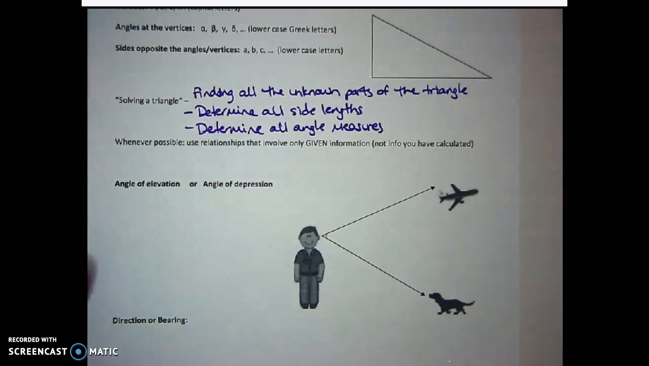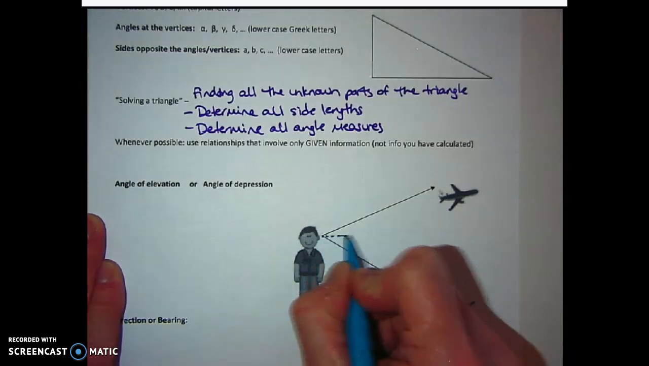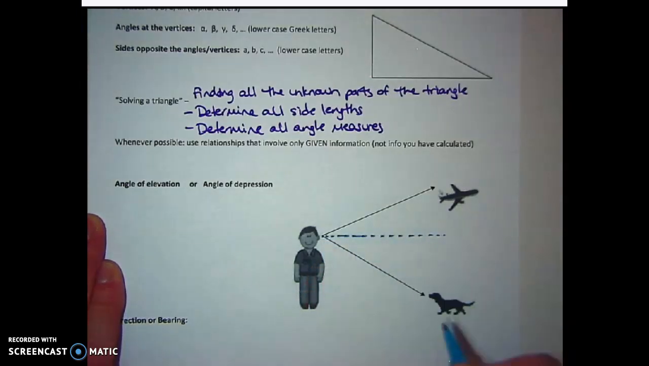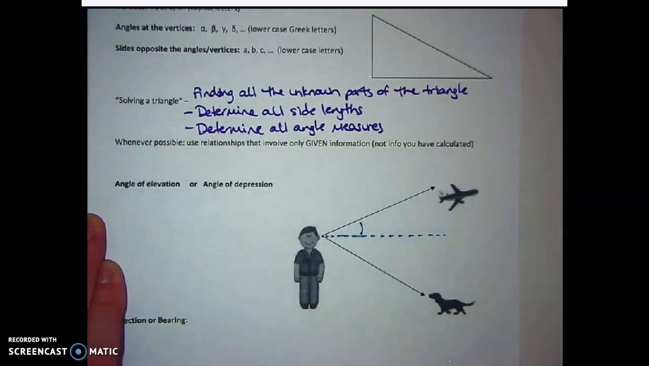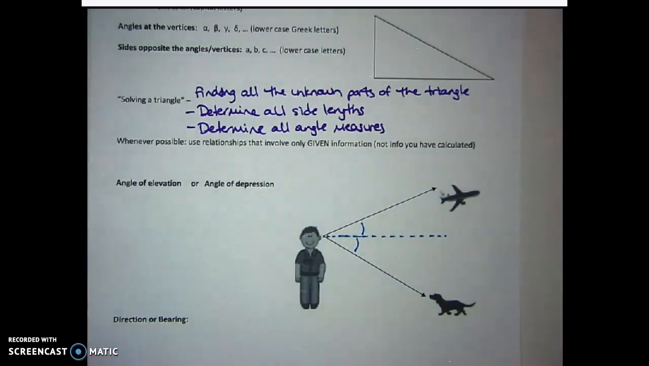Next, we have an angle of elevation or an angle of depression, and you might remember this from geometry. The angle of elevation or the angle of depression is the angle between the horizontal and your line of sight to that object. So here's my horizontal from my line of sight. Going up to the airplane, this would be an angle of elevation, and then since I'm looking down to the dog, that would be my angle of depression.